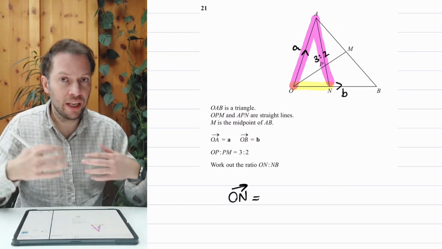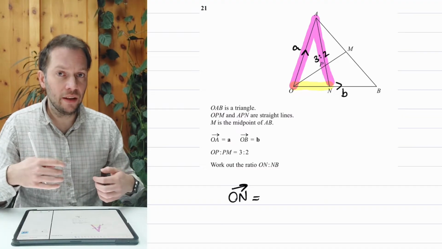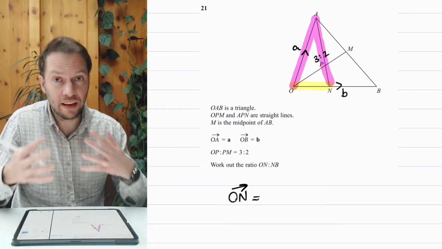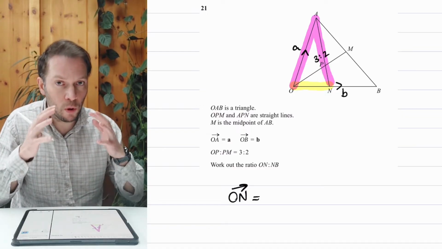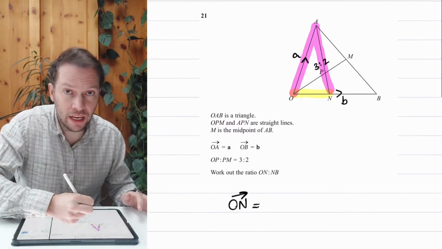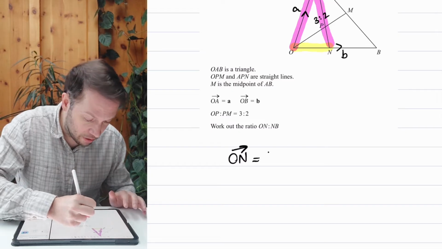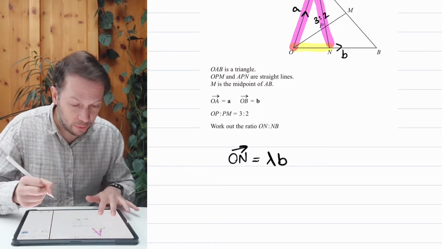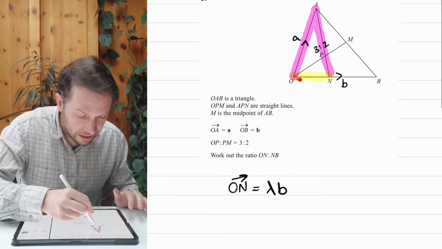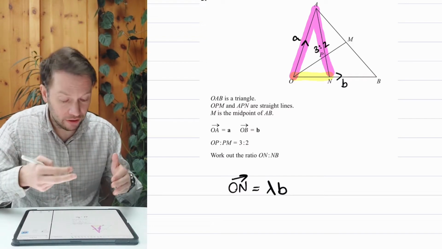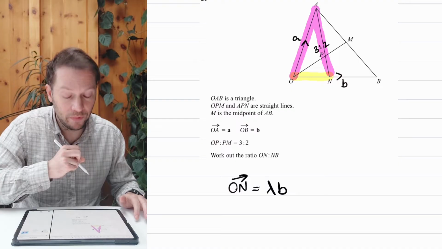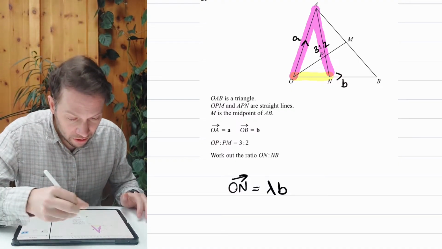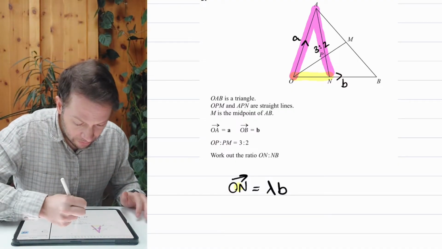So what we're going to do is introduce something called a scalar. Now, a scalar is some unknown, well, it doesn't have to be unknown, but we're going to introduce an unknown scalar, some unknown multiplier of B. And I'm just going to call it lambda. It's just a particular Greek letter, but we could just use a normal letter. So we know that O to N is some fraction of O to B, right? That's the yellow route, by the way.